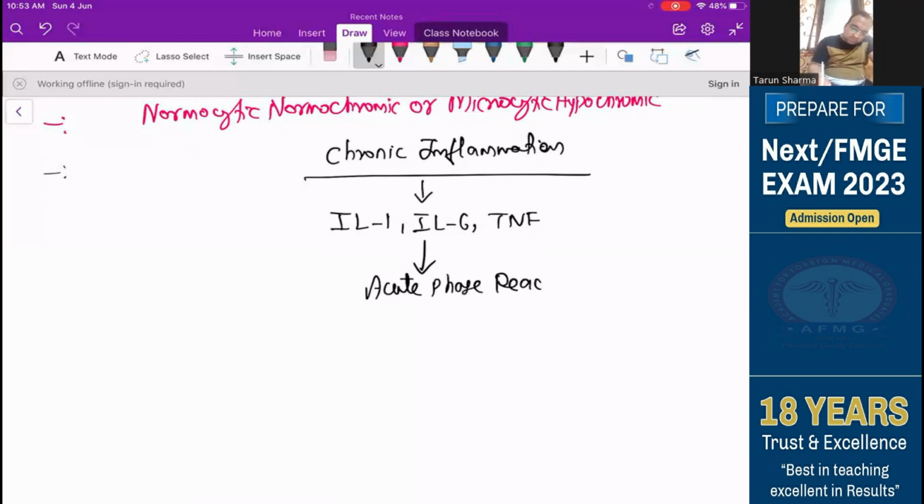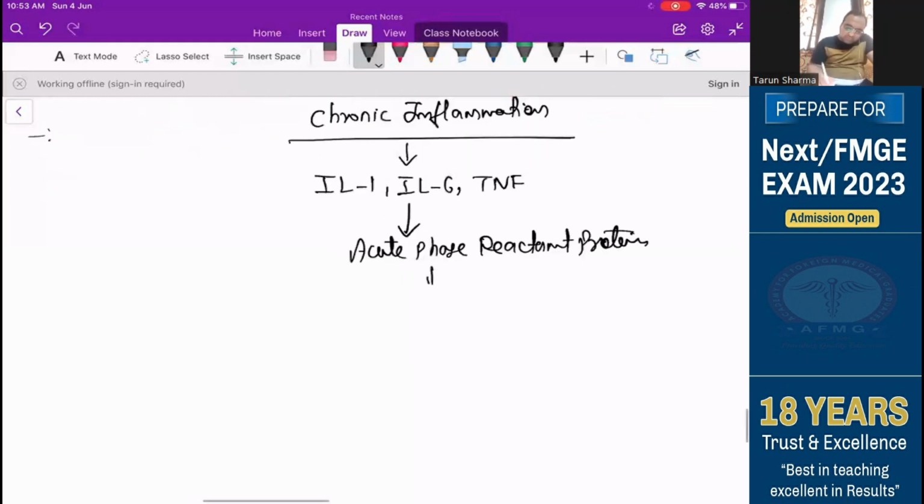Acute phase reactant proteins will also be increased in our blood, like CRP. You must have heard about CRP. Whenever any patient is having any kind of infection, we used to offer the CRP to that patient. Why? Because CRP is also one of the acute phase reactant proteins, like fibrinogen.